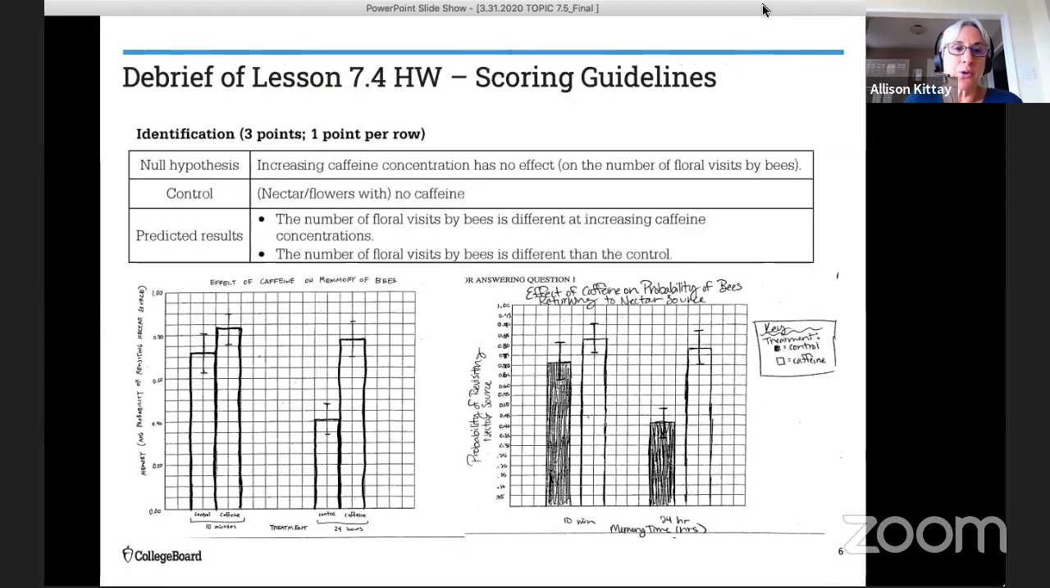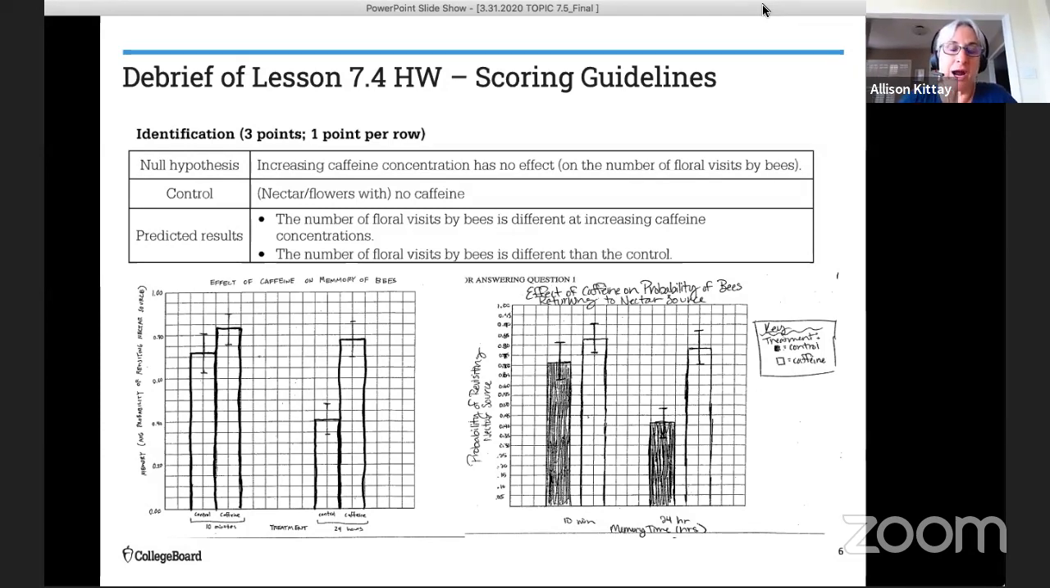All right, so the scoring guidelines for this question show that your experimental design piece was worth 3 points, and each row would have earned you 1 point. So the null hypothesis in this particular case is that increasing caffeine concentration has no effect on the number of floral visits by bees. The control would be nectar or flowers with no caffeine. And the predicted results, you could have earned a point with either of those bullet points. The number of floral visits by bees is different at increasing caffeine concentrations, or the number of floral visits by bees is different than the control. So each one of those parts of the experimental design was worth 1 point.